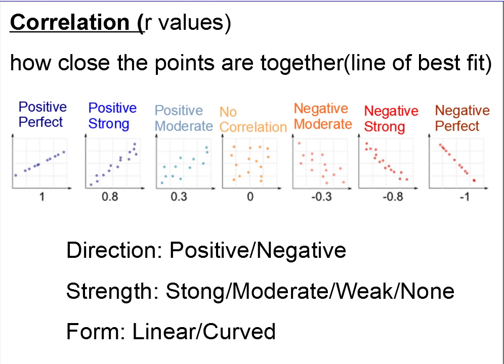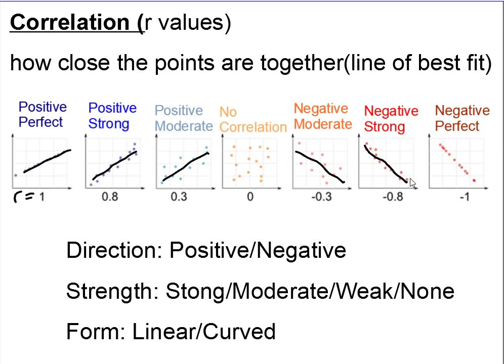Understanding how close the points are to the line of best fit is understanding correlation. A correlation is how close the points are together, or how close they are to the line of best fit. There is a number that represents this closeness. This letter is called R. They're called the R values. If the points perfectly line up with a line of best fit, we call this a perfect correlation, an R of 1. Different lines of best fit have different R values.